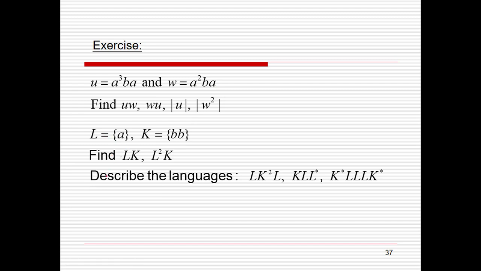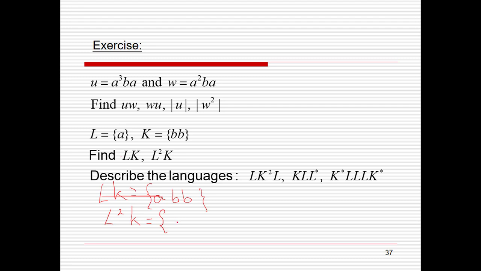If we look at the concatenation of languages, and let's do the first one, LK would give us a word from L combined with a word from K. And now we're quite lucky because L only has one word and K only has one word. So LK again is just a language with one simple word, the concatenation of A and BB. If we look at L square K, then we have more possibilities.